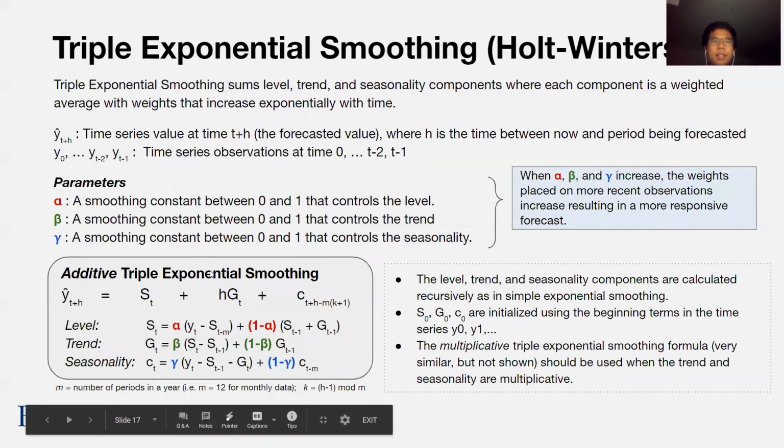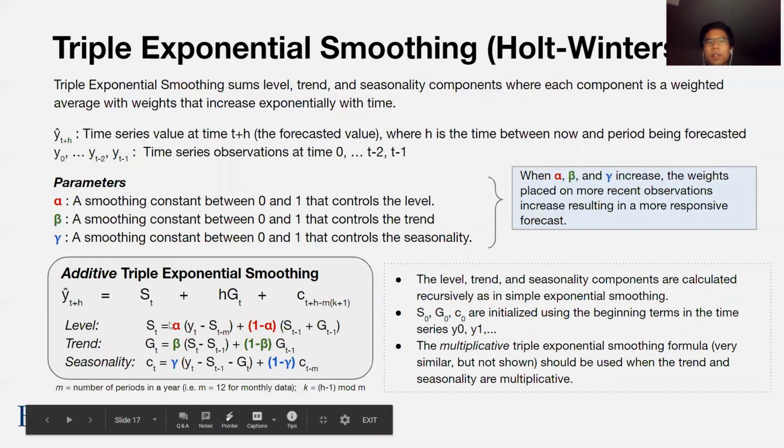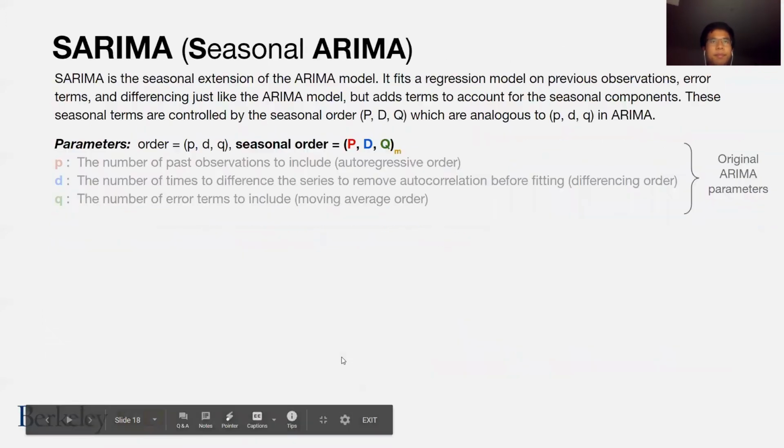And to note, this is the additive model we would use when the trend and the seasonality are additive. There's also a multiplicative model, which is very similar but has some slight differences. It's something you should be aware of and use when your data set has a multiplicative trend and seasonality.